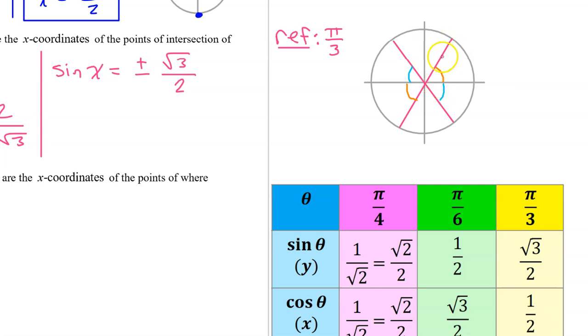In the first quadrant, the angle that has a reference angle of pi over 3 is pi over 3 itself. But what about in the second quadrant? Well, pi is right here, and looking at the reference angle, we can think of it as 3 pi over 3. Therefore, this angle in the second quadrant will be pi over 3 less than 3 pi over 3. That's 2 pi over 3. That's another solution.